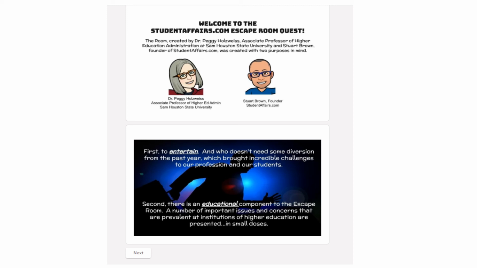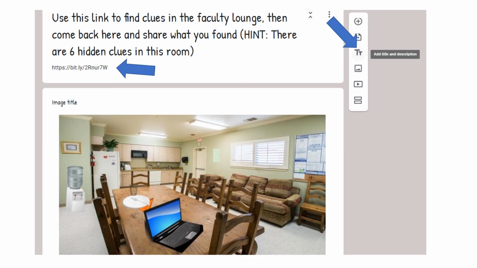Let's move on to adding links and locks. When you are ready to add a hidden clues room or a puzzle, you first want to add text for the instructions. To do this, go to the vertical toolbar on the right and click the T icon. When the segment is created, add some text in the title box. The title provides larger font so the instructions will be easy to see.